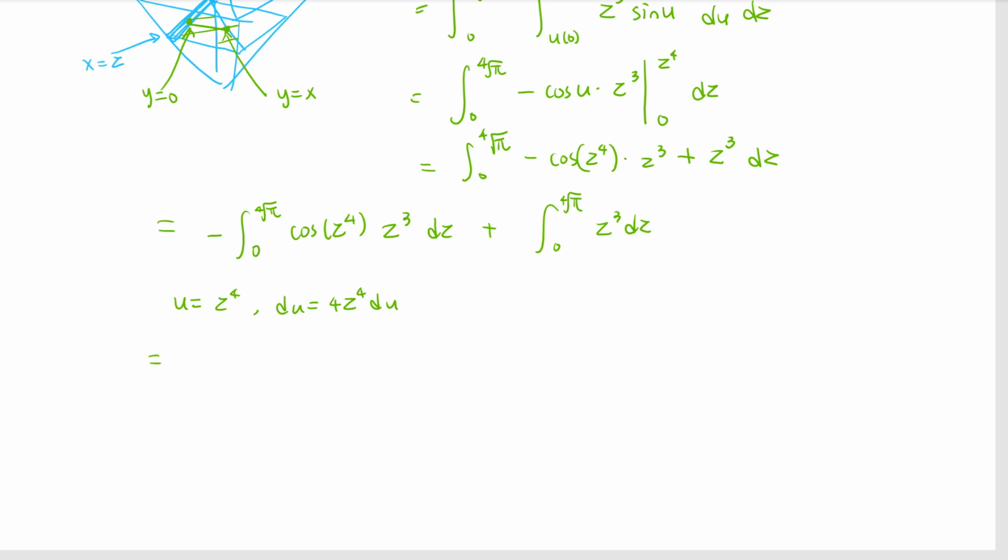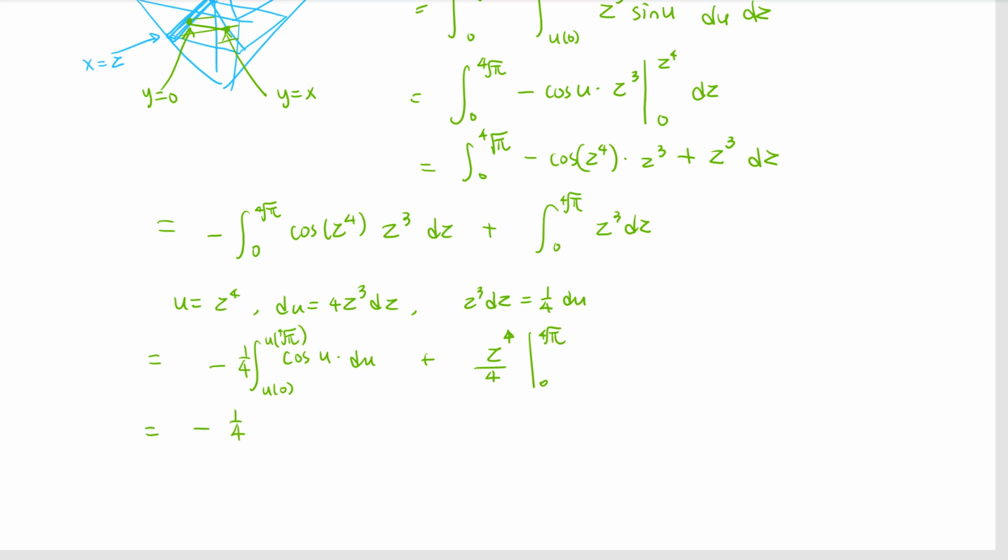Okay, so for the first integral, we do u substitution. And then, oops, this is z cubed. So z cubed dz equals 1 over 4 du. Then that is cosine u times 1 over 4 du, from u of 0 to u of 4th root of pi, plus the integral of z cubed, which is z to the 4th over 4, evaluated from 0 to 4th root of pi.